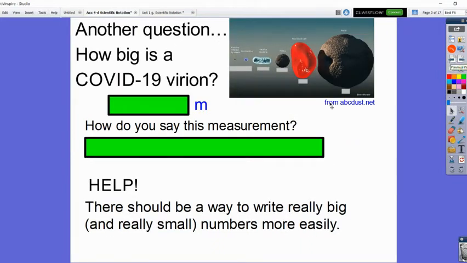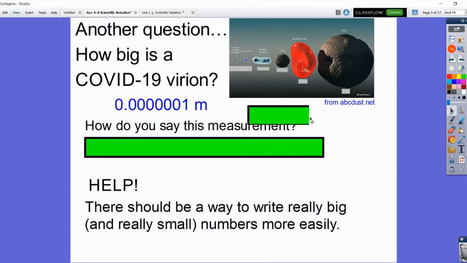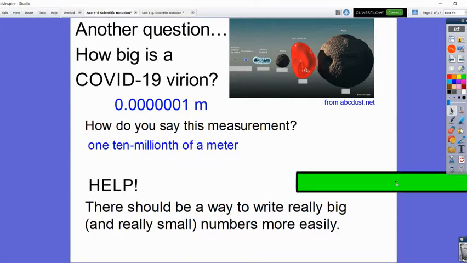Here's another question. How big is the COVID-19 virion? The virus particle, virion maybe it's called. Here's a red blood cell. The coronavirus is this guy right here. A coronavirus virion is 0.000001 meters in diameter. How would you say this? 1/10,000,000th of a meter.